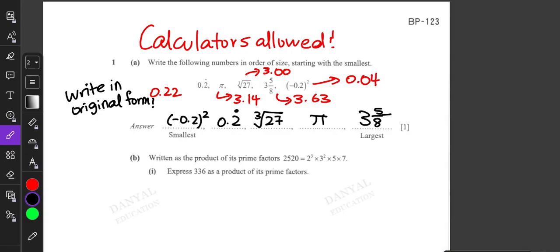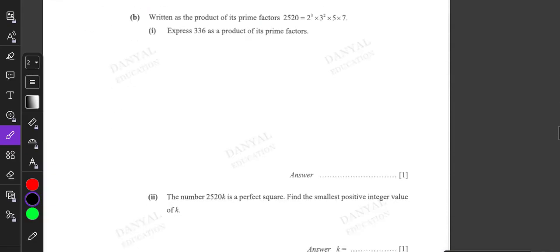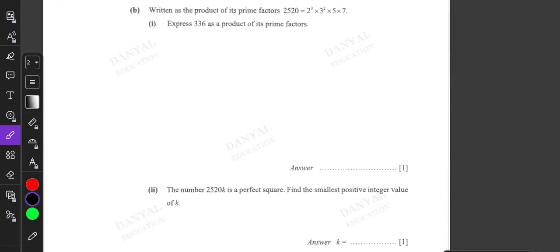Okay, you can see they are all original form. Next one, written as a product of its prime factor, 2520 is 2 cubed times 3 squared times 5 times 7. Express 336 as a product of its prime factor. Now this one, you will need to use your ladder method.